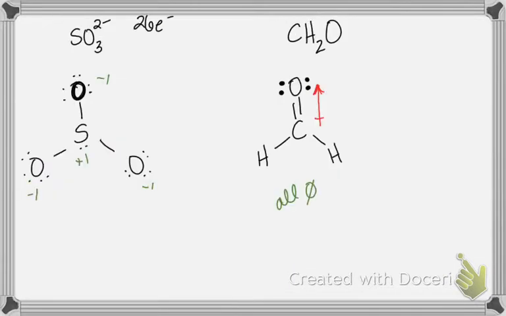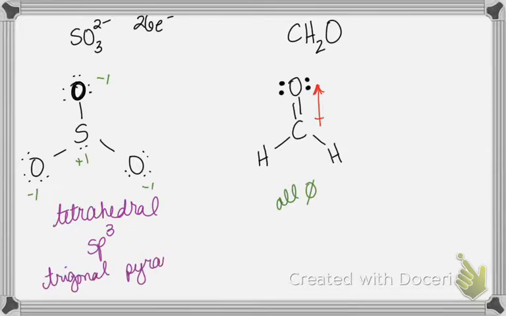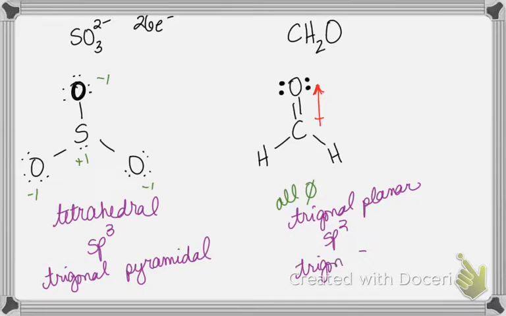Sulfite is the next one. Sulfur is your central atom. Four domains are around it, so it's tetrahedral. SP3 and trigonal pyramidal or pyramidal, however you want to say it. CH2O, C is your central atom. There's three domains around the C. It's trigonal planar. SP2. And trigonal planar.